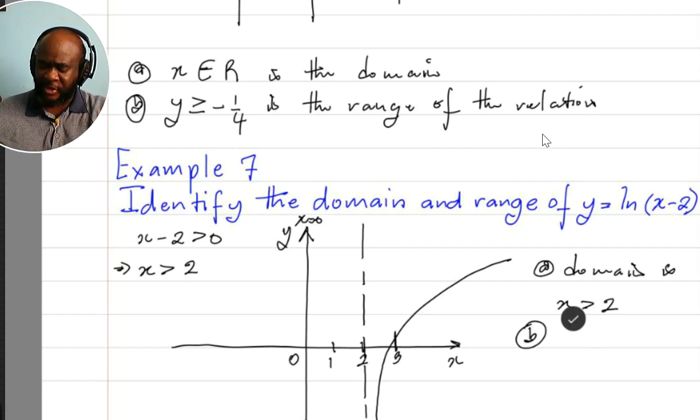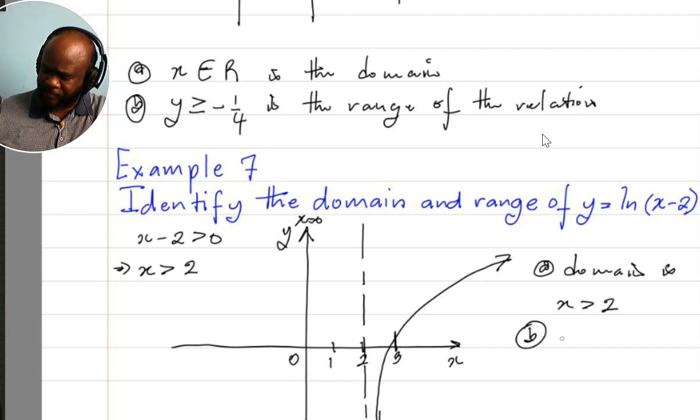For part b, we're asked for the range, and as you can see, the range would be any value of y. The graph is going to continue down in this direction towards infinity, and it's going to continue up in that direction going infinitely. So every value of y will correspond to a value of x which is greater than 2. So y is an element of the set of real numbers is the range.